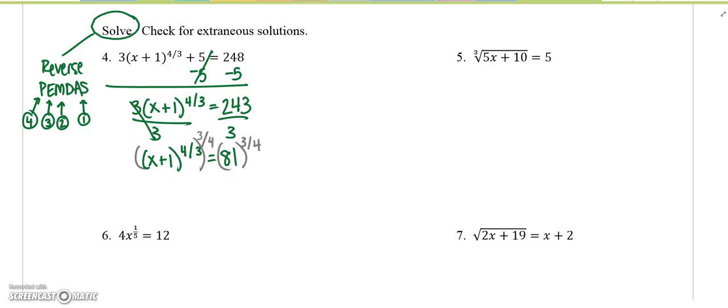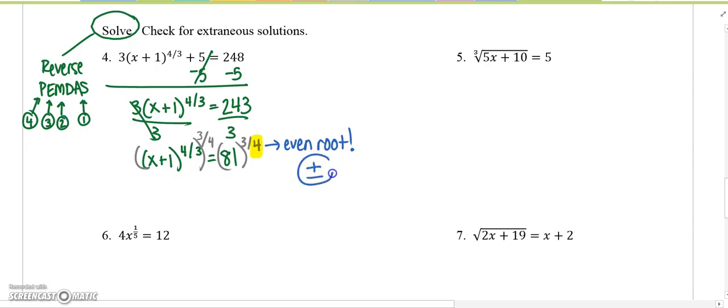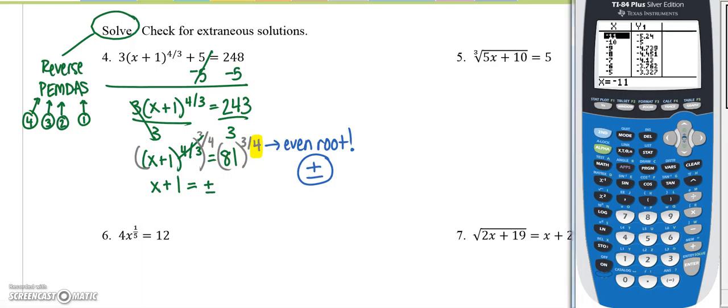The most important thing. When you do an exponent with a root in it, you have to check to see if you have an even root. Remember, root's the one on the bottom, and if it's even, do you remember what that means? Plus or minus. So for this one, I'm going to end up with x plus 1 equals plus or minus, and then you can use your calculator to help you out with this if you need to.